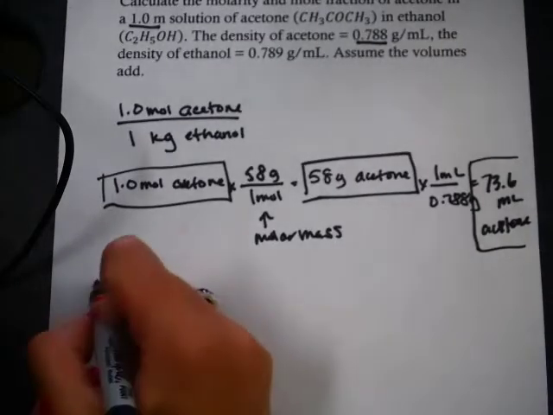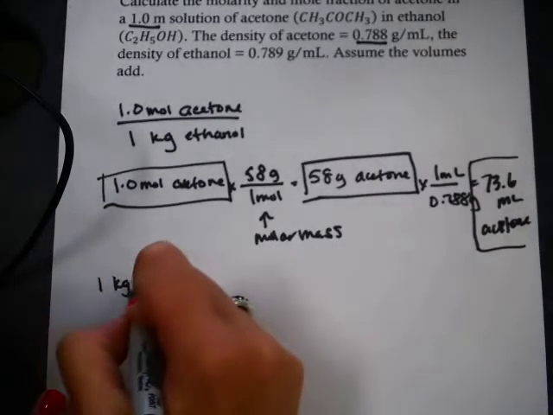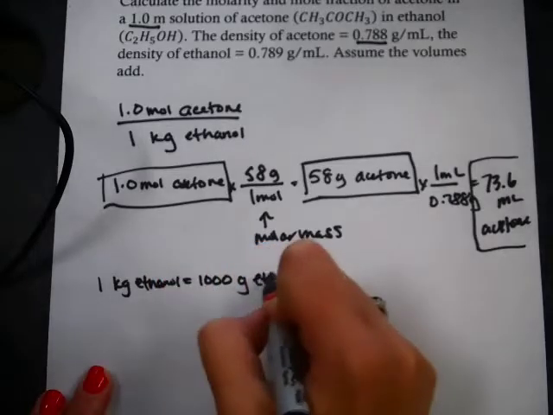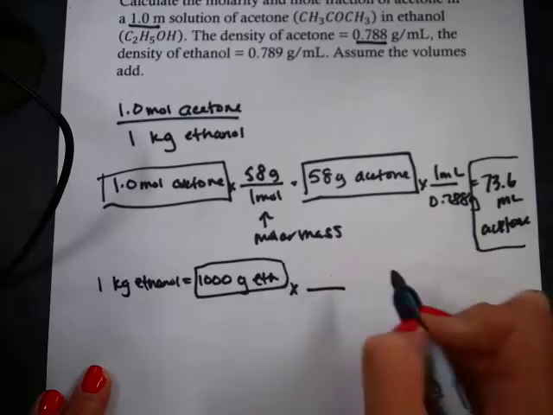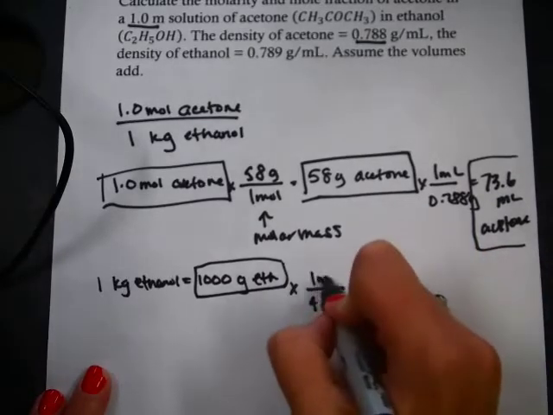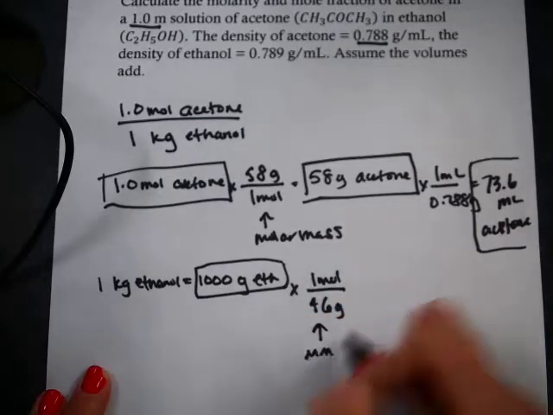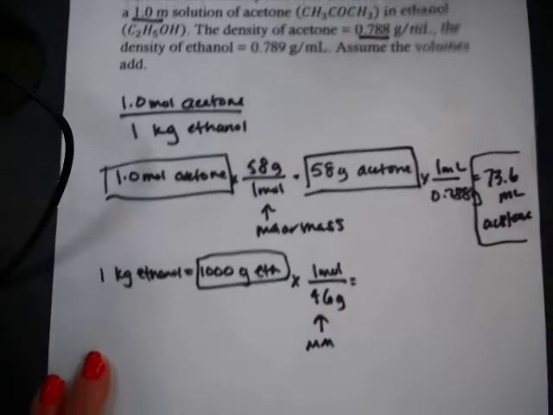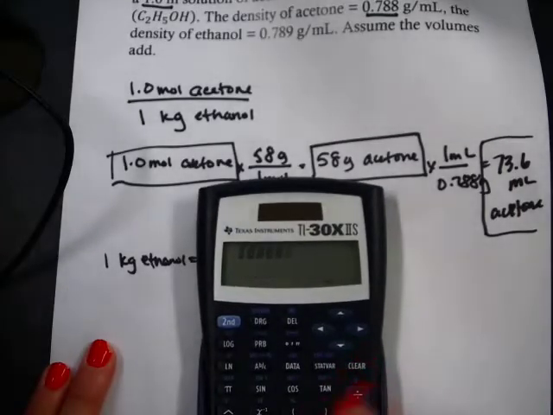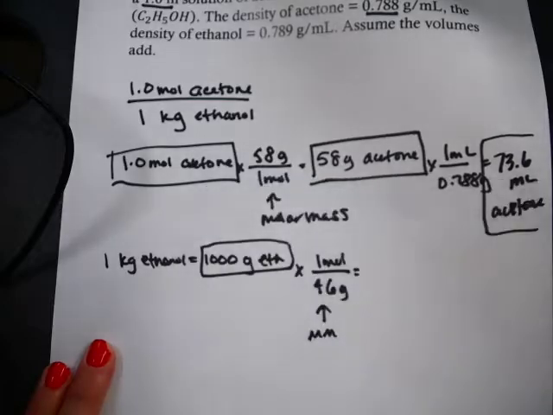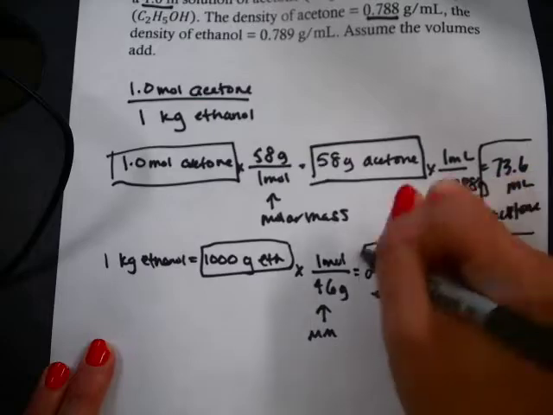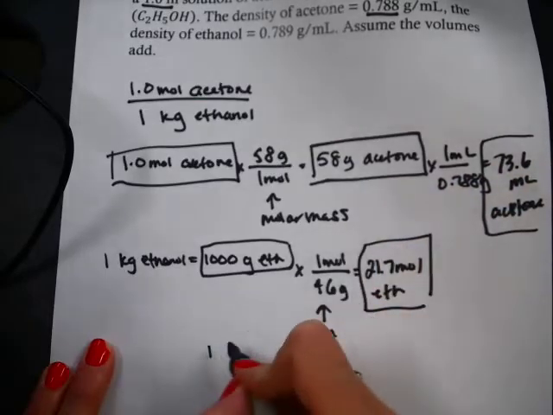Okay, now I can use the fact that I have 1 kilogram of ethanol and convert that to moles and grams. So for grams, it's just kilograms times 1,000 to get grams. So I have 1,000 grams of ethanol. And now I can use the molar mass of the ethanol to get it to moles. This time I'm going from grams to moles, so I'm dividing, and the molar mass is 46. And it's 21.7. It's a lot more than the 1 mole of acetone. It should be. The acetone was the solute, and this is the solvent, so I should have mostly ethanol.